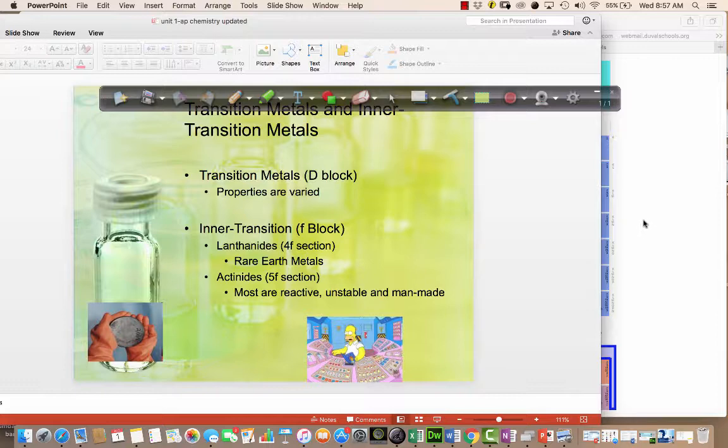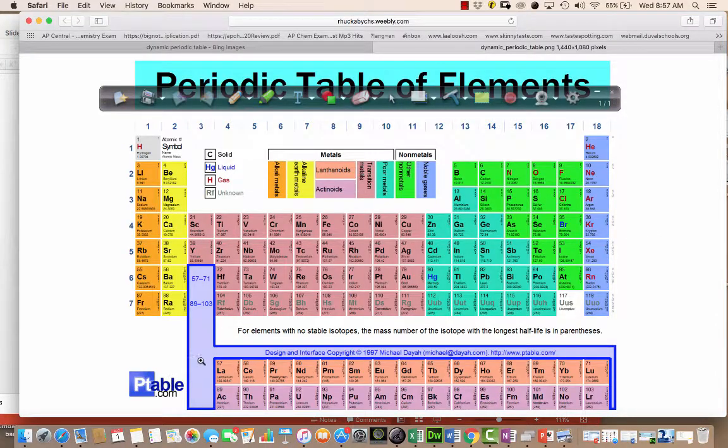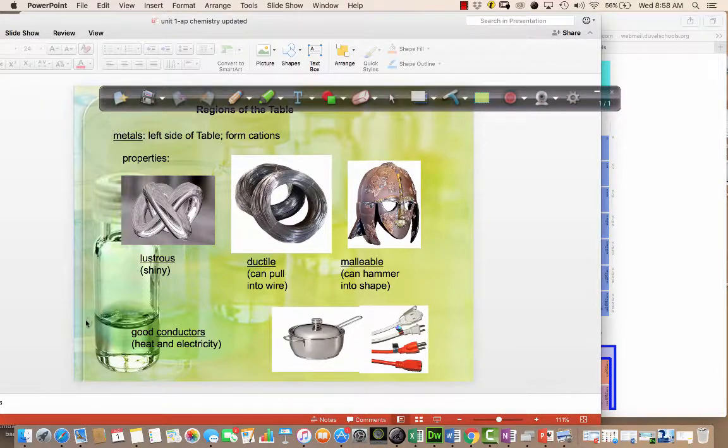Then we have our inner transition metals, which are the very weird elements. Those are our lanthanides and our actinides. So we have the lanthanides on top, the actinides on the bottom, and all of these are very rare, and a lot of these are unstable. So we have metals, we have nonmetals, and then we have metalloids.